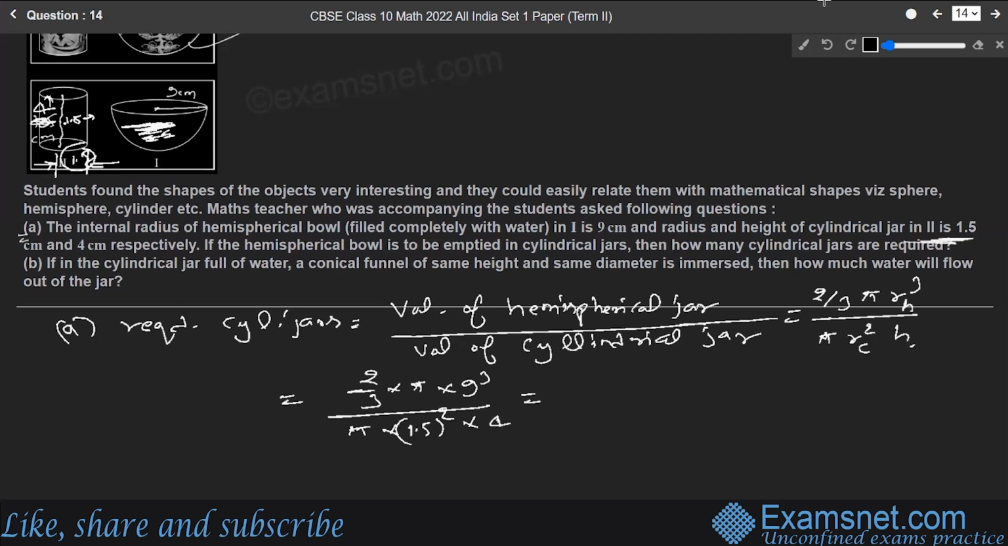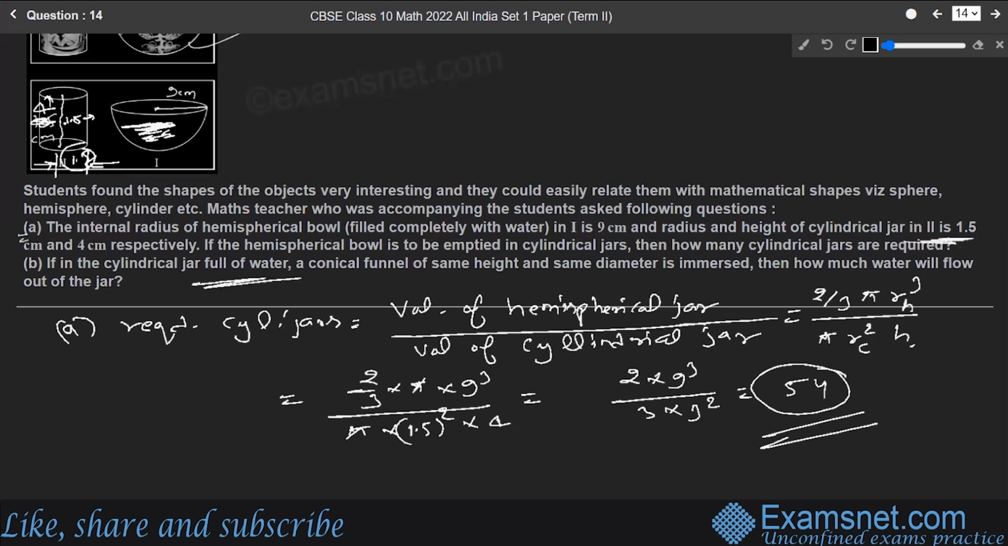If you solve this further, the pi and pi get cancelled, and this is going to be 2 into 9 cube divided by 3 into 3 square, that is nothing but 3 cube. So ultimately it's coming out to be 54. So how many jars will be required? There will be 54 jars required for this. Okay, let us see the B part.